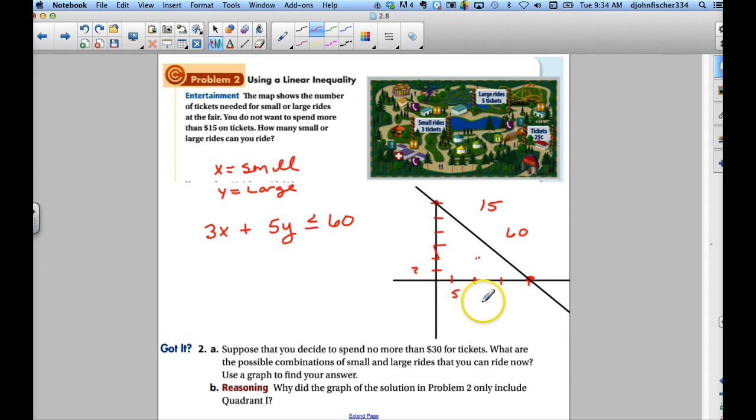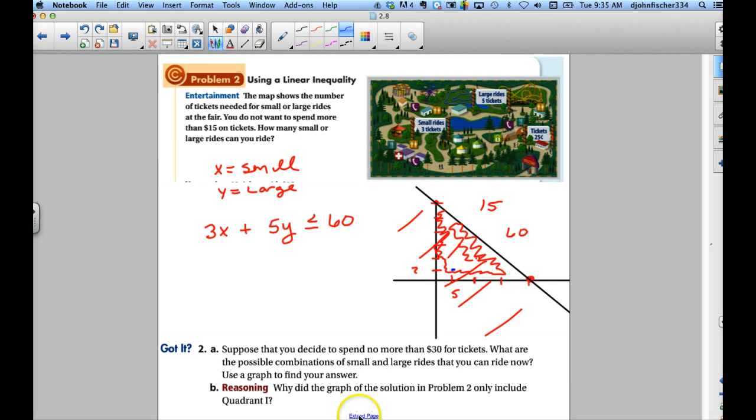Now, the thing you have to realize is the graph I was shading, less than or equal to 60, would be down here. Well, if I was doing a realistic domain, it's only this area in here, because it can't have negative rides. And also, in a realistic domain the points would only be solid points. You can't have fractions. I can't go on 2.5 rides. It would only be the whole numbers as you go through this graph.